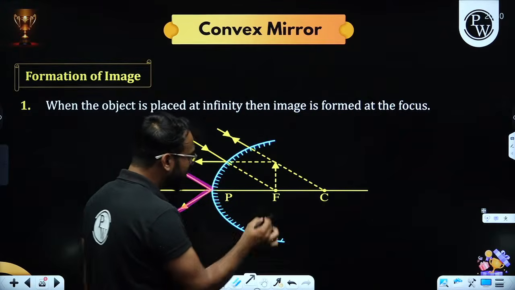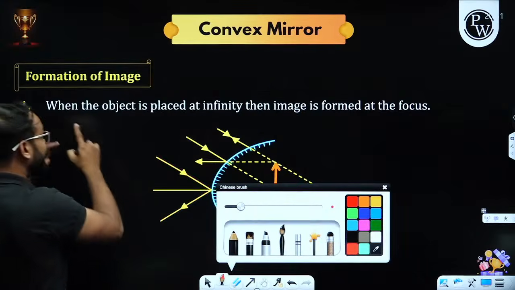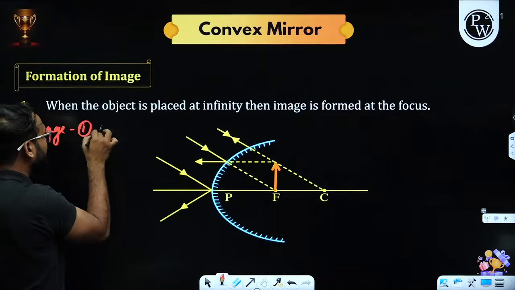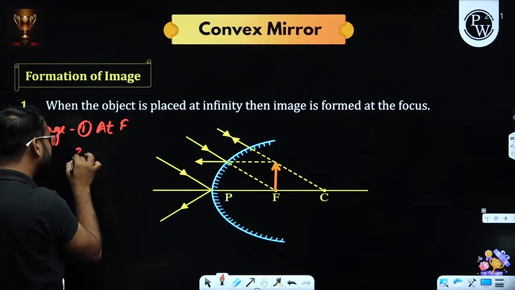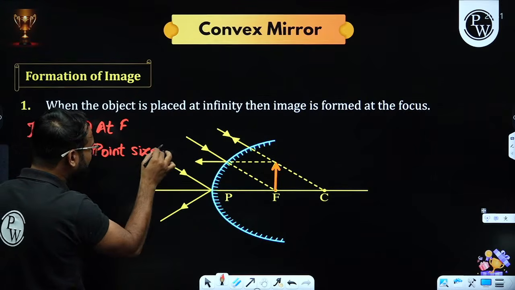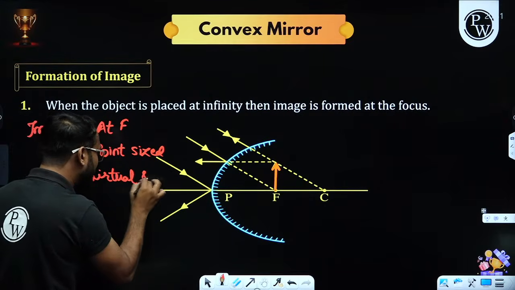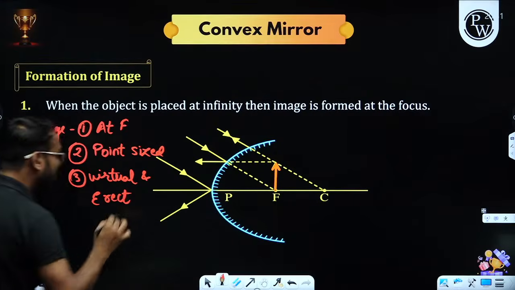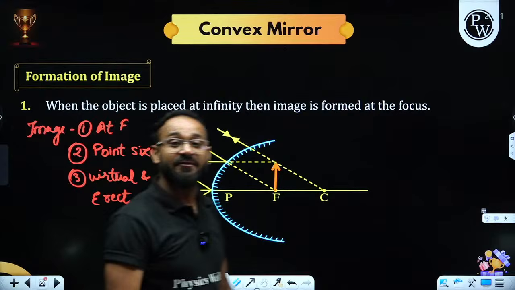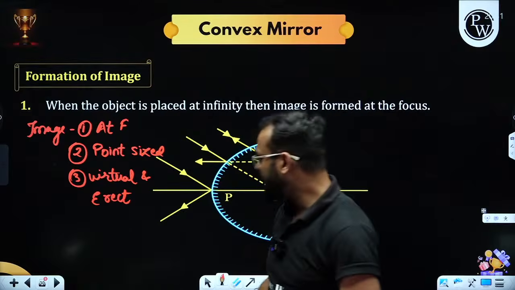Finally, what we have found is that the image is forming over here. According to this, when the object is at infinity, the image will be at focus, point sized, and the nature will be virtual and erect. The amazing property over here is that the convex mirror always gives you a virtual, erect image.